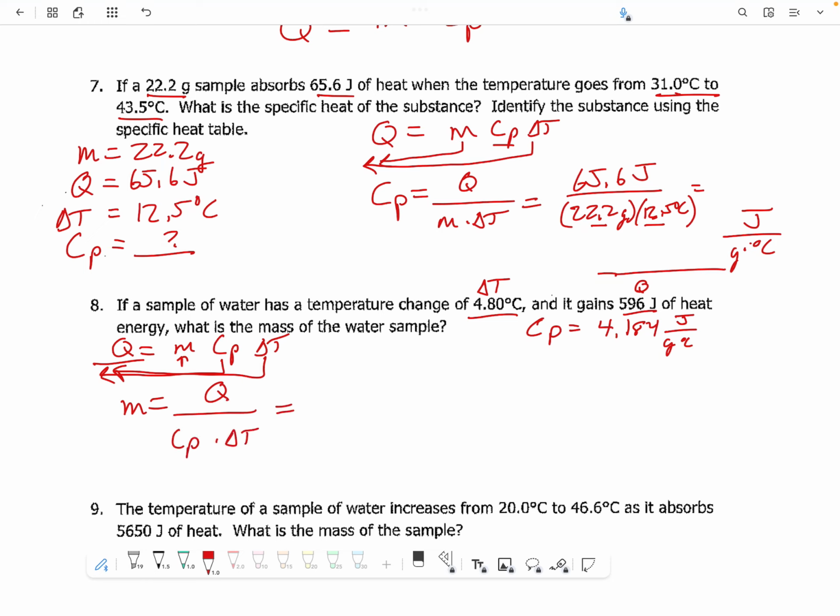And so my Q is 596 joules. And my specific heat is 4.184. And then my change of temperature was 4.80. And your answer is going to be in grams. But you want to make sure that you multiply the two bottom numbers together and then divide the top by the bottom when you get done. And that's how you solve heat energy conversion problems.